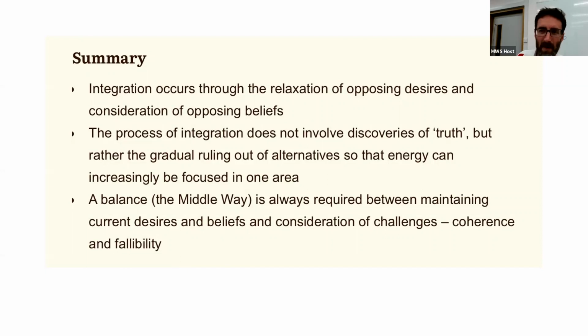So I don't know how clear it is to people, but it says on there, this is the summary: integration occurs through the relaxation of opposing desires and the consideration of opposing beliefs. The process of integration does not involve discoveries of truth, but rather the gradual ruling out of alternatives so that energy can be focused in one area, increasingly focused in one area. And the third point is a balance, which we're referring to as the middle way, is always required between maintaining current desires and beliefs and the consideration of challenges leading to coherence, the consideration of coherence and fallibility.